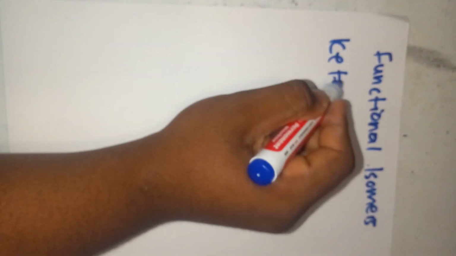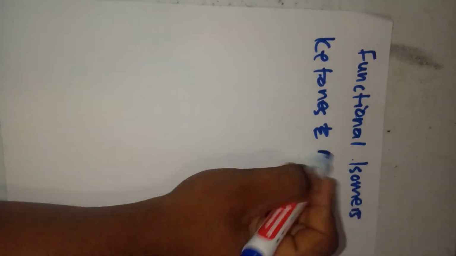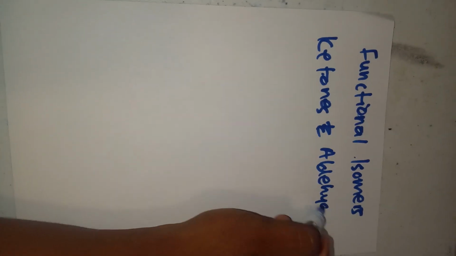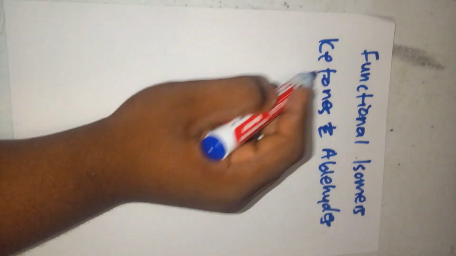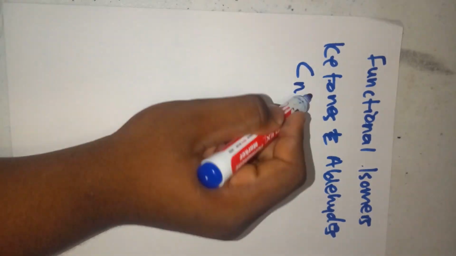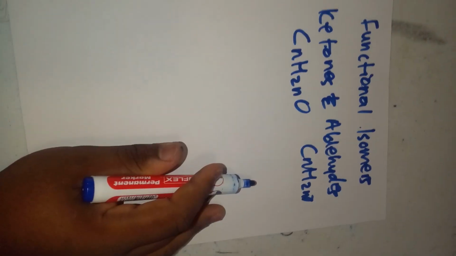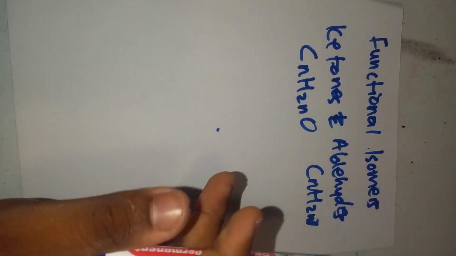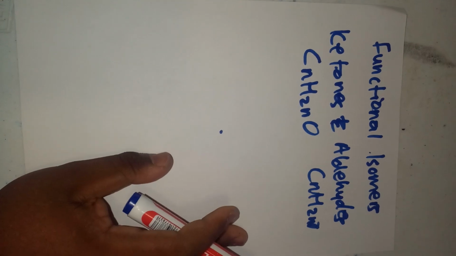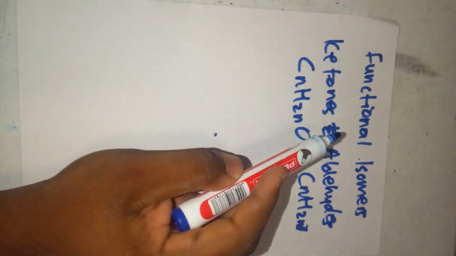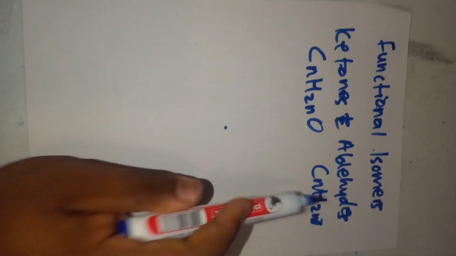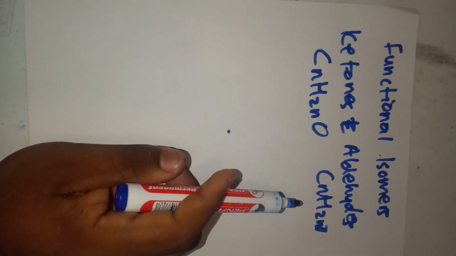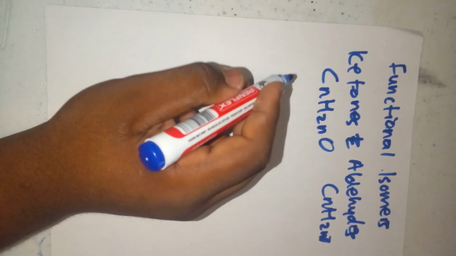Ketones and aldehydes are functional isomers. They have the same molecular formula, CnH2nO. Can you see it? They have the same molecular formula, but different functional groups. But these ones are what? Functional isomers, because they have the same molecular formula. Is it fine, guys? So now let's go again.